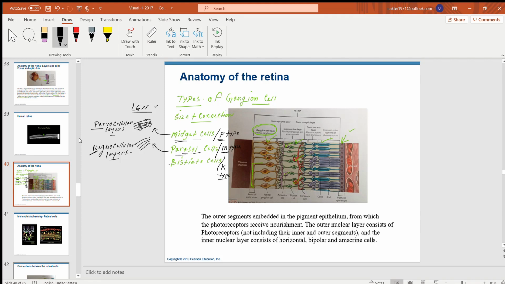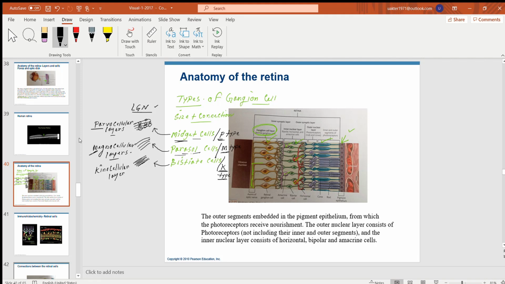And bistratified cells project the signal to another type of layers. Those are called koniocellular layers of the lateral geniculate nucleus. Make sense? So these are koniocellular layers, and that's why the bistratified type of ganglion cells are also known as K-type cells.